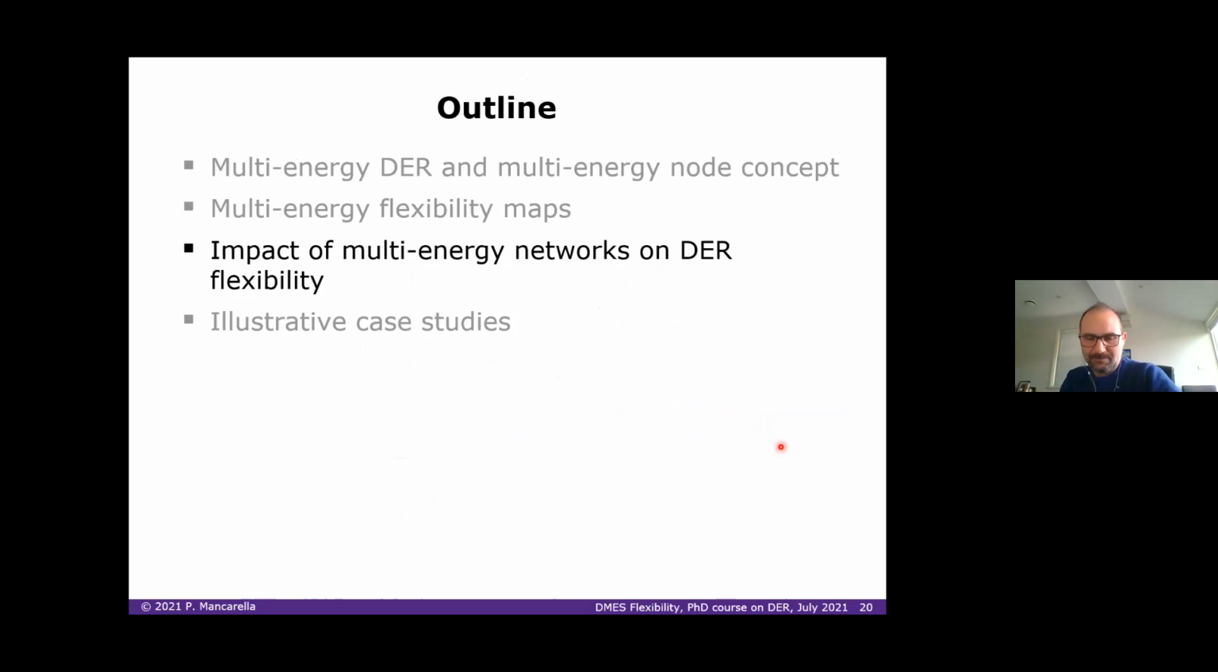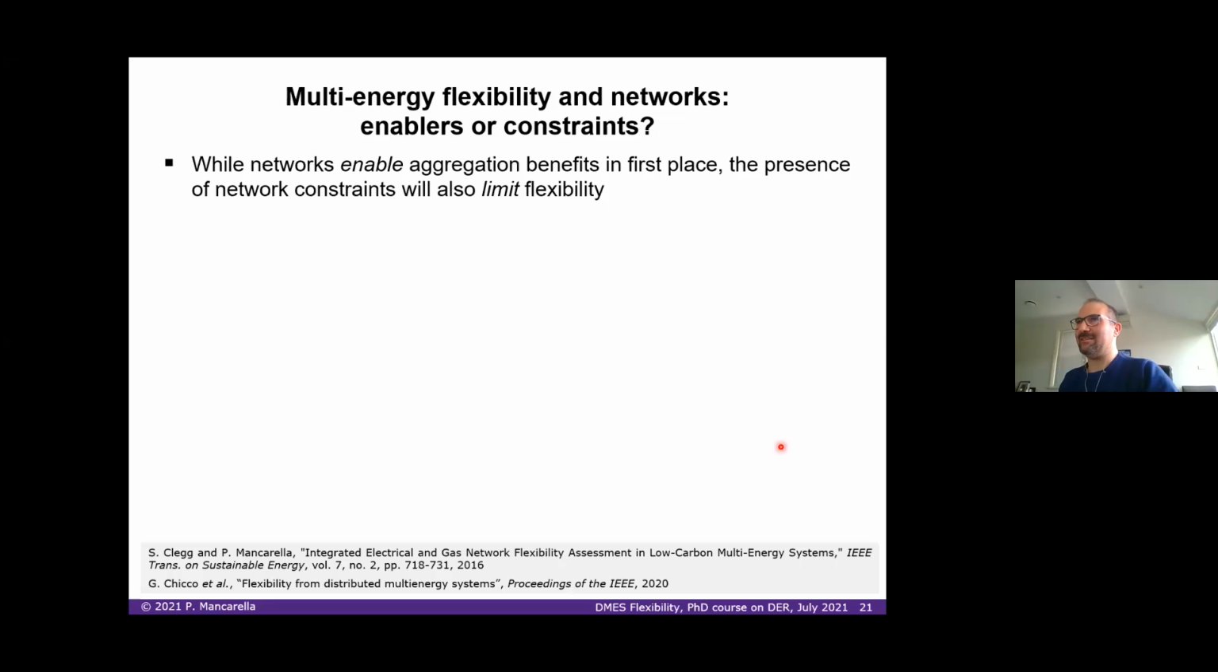As we've done before, there are also networks in here. How do I deal with networks in a multi-energy context? Well, networks obviously enable flexibility in the first place. Why enable flexibility? Because if I have two resources that are electricity and heat resources, but I don't have, for example, a heat network that connects the two resources on the heat side, I cannot create any flexibility in terms of multi-energy interaction between electricity and heat, because these two heat resources are not coupled.